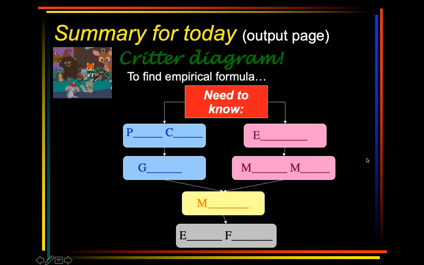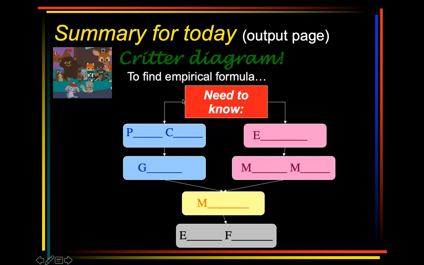Okay. I actually am going to assign your summary right now. So you would put this on an output page so you have plenty of room next to your notes. But this is what I want you to do for your summary today. I want you to fill in this critter diagram to summarize the steps of empirical formula. It's called a critter diagram because it kind of looks like an animal: head, legs, tail, that kind of thing. It's really just a concept map, but critter diagram is a more fun term.